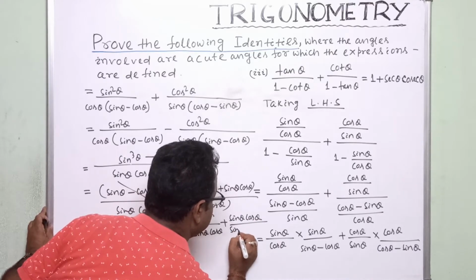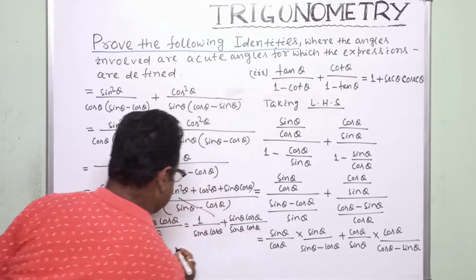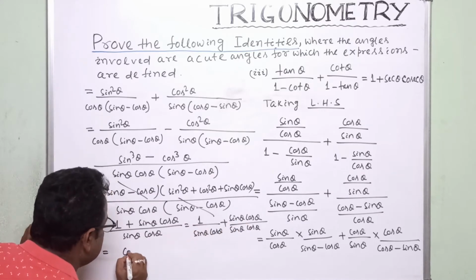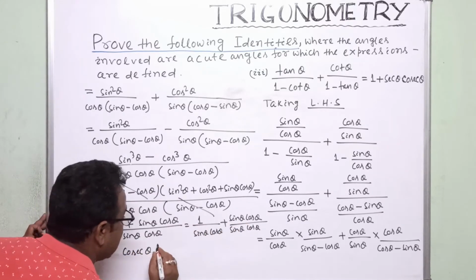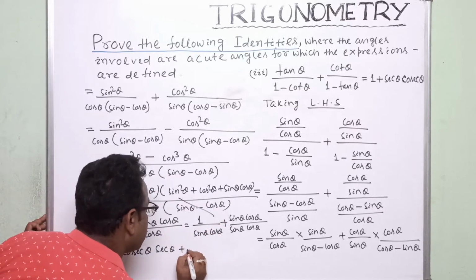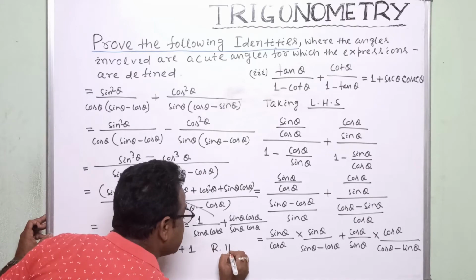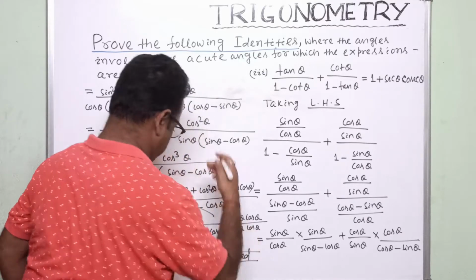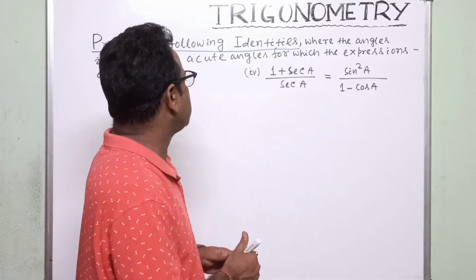This is your 1 by sin theta, cosec theta, 1 by cos theta, sec theta, plus 1. That is your RHS, proved. Now move on to the next question.